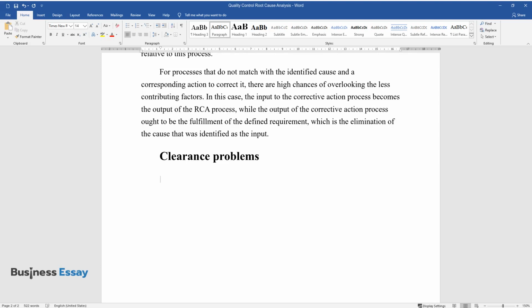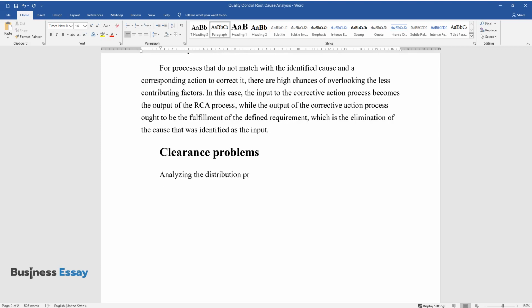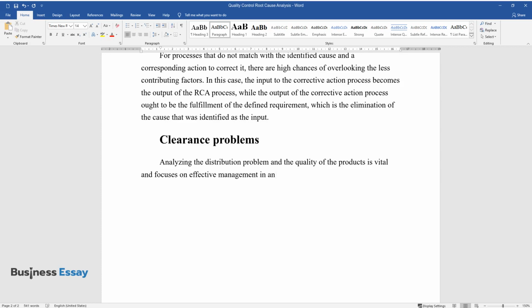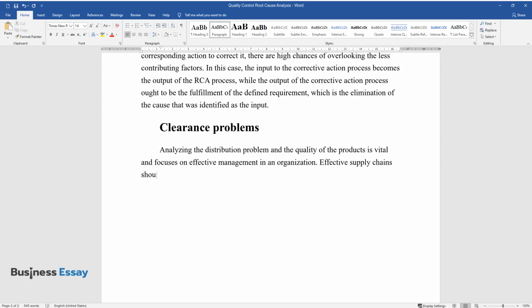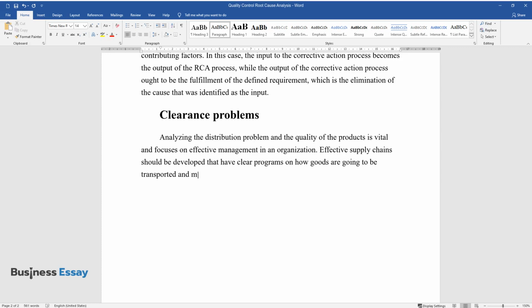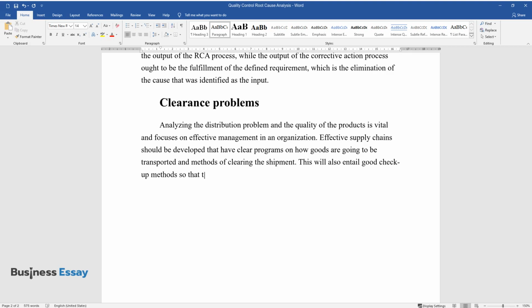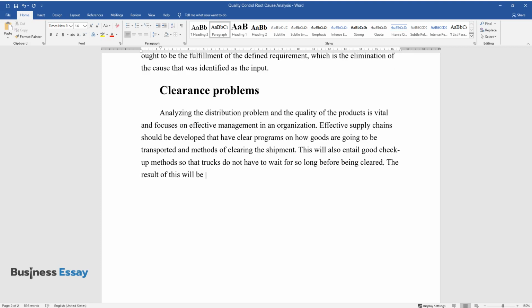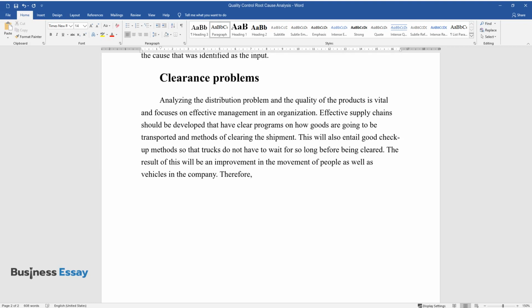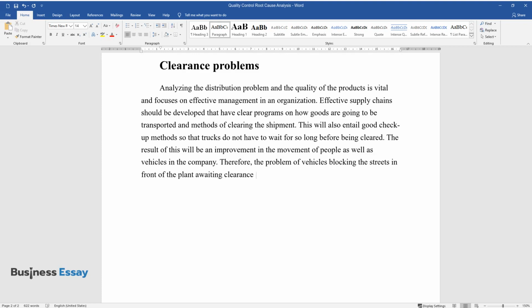Clearance problems. Analyzing the distribution problem and the quality of the products is vital and focuses on effective management in an organization. Effective supply chains should be developed that have clear programs on how goods are going to be transported and methods of clearing the shipment. This will also entail good checkup methods so that trucks do not have to wait for so long before being cleared. The result of this will be an improvement in the movement of people as well as vehicles in the company. Therefore, the problem of vehicles blocking the streets in front of the plant awaiting clearance to enter the plant will be resolved.